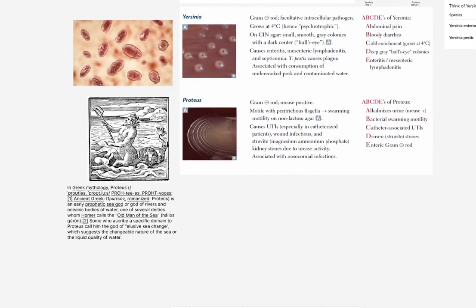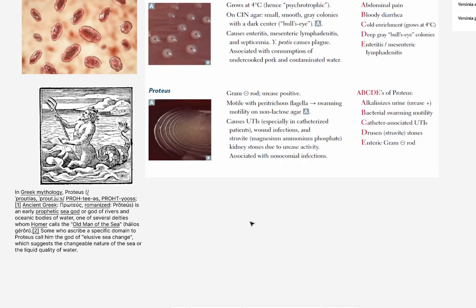We move on to Proteus then. When we talk about Proteus, think of Proteus as the bacterium that swarms, splits the urea, makes kidney stones, and loves urinary catheters. So if Yersinia is the appendicitis mimicker, then Proteus is the stone-forming swarmer, right?